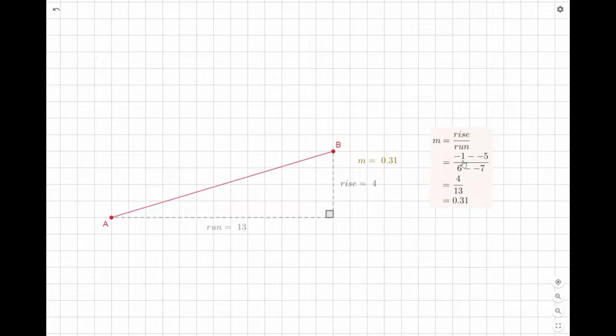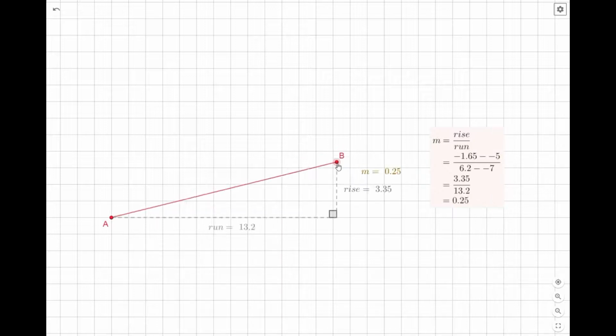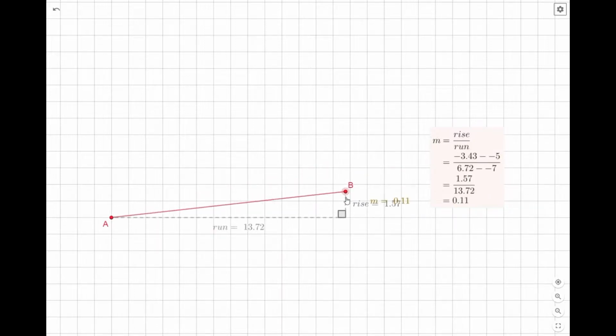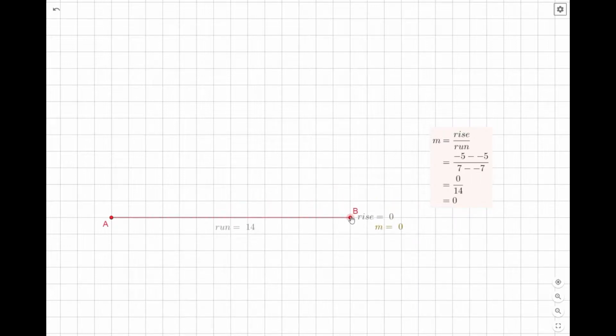The rise is the difference of the y values and the run is the difference of the x values, and we get our rise of 4 and our run of 13, which gives us a gradient of 0.31, which I've put here also. Watch what happens when I drag point B around. As I get closer to the horizontal, the gradient goes towards 0. So now I have it at the horizontal. Gradient is 0. We know that, that's fine.